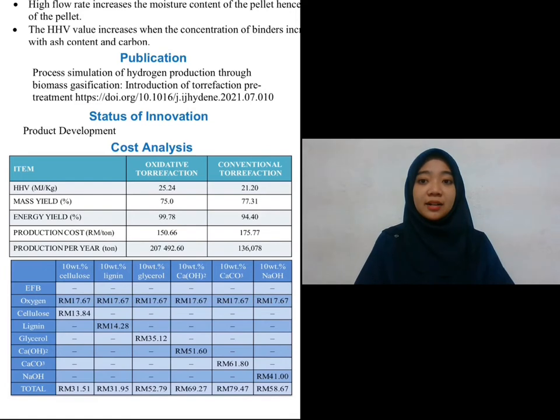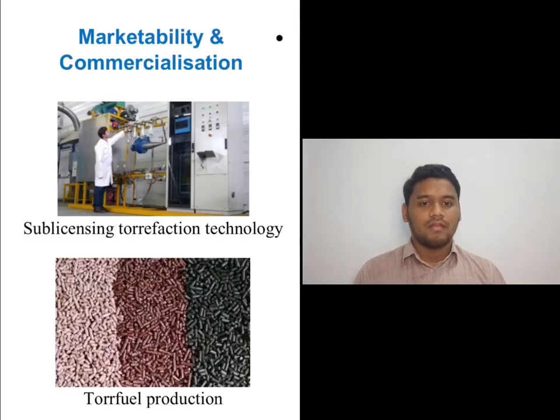The cost of the product was estimated as below. The value was calculated based on the production. It is calculated with EFB pellet mixed with binder at 10 weight% binder concentration, as most of the parameters show positive fuel properties. The price in the industry was 16 ringgit and 50 cents per kilogram. Now we move to the marketability and the commercialization.